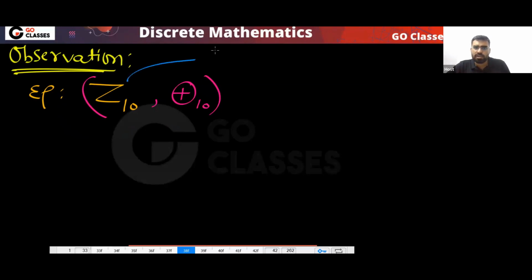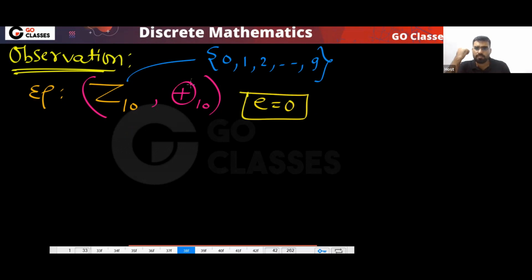Now you already know what Z10 is. That is 0, 1, 2, and so on up to 9. Now some interesting things you notice, and then we will make a conclusion. Tell me, what is the identity element? Just check. The identity element is 0 in addition modulo 10.